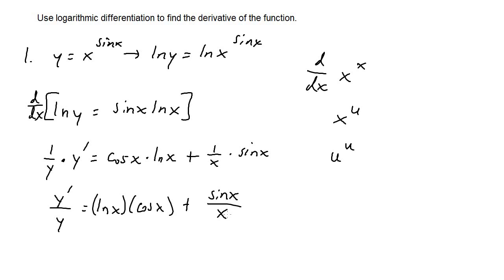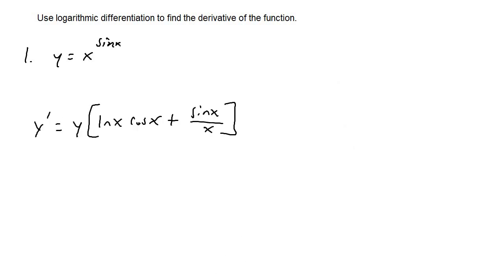So now the last thing we have to do is to solve for y prime, because y prime is dy dx, dy dx is the derivative, and that's what we're trying to find. We're trying to find the derivative of the function. So when I go ahead and multiply both sides by y, we get y prime, that's going to be isolated now, equals y times ln x cosine x, and then plus sine of x over x. Now our answer right now is both in terms of x and y variables, and it's better if we can just put it in terms of x variables. So remember, in the beginning, our function y is equal to x raised to the power of sine of x. So I can go ahead and replace that for y.